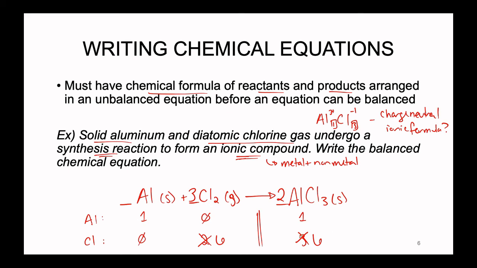Since 6 is the lowest common multiple between 2 and 3, this is going to be the factor we're going to have to scale each side up to in order to get an equal number of chlorines. In doing so, we also are going to change our number of aluminums on the product side, so we will also have to increase the number of aluminums on the reactant side. So the now balanced chemical equation is going to read 2 aluminums, 3 Cl2s. These will synthesize together and create 2 aluminum chlorides.